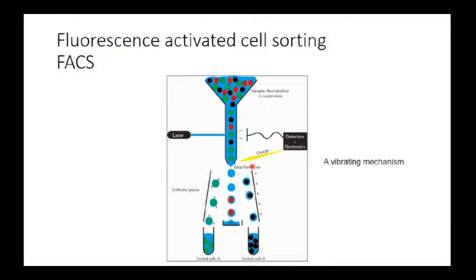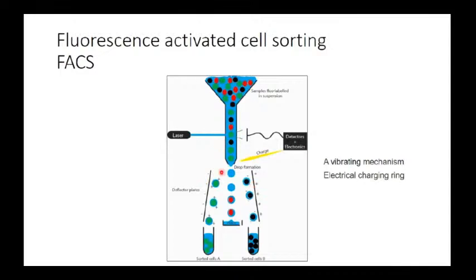Then what I can do as a user is adjust the settings of the program in order to charge the cells. At the end of the tube, I have something called the electrical charging ring. The electrical charging ring is responsible for charging the cells according to my adjustment. For example, I can ask the computer to charge the high fluorescence cells with a positive charge and the low fluorescence cells with a negative charge.